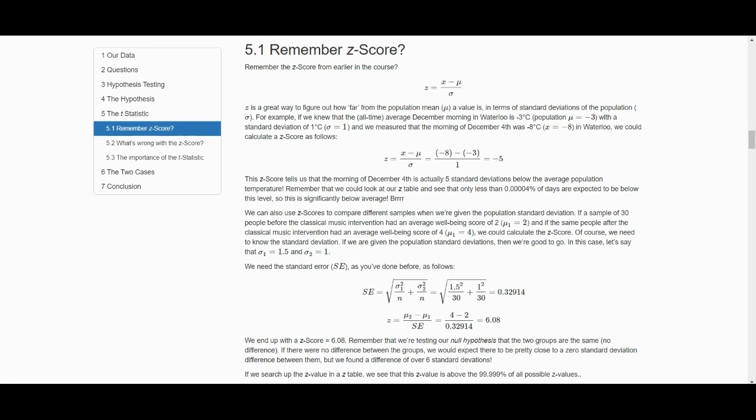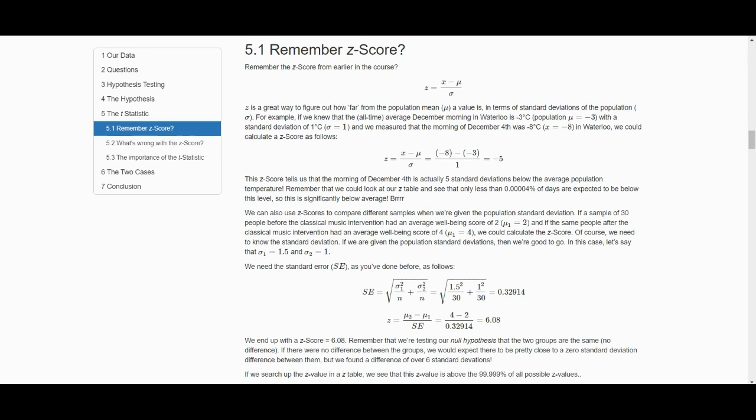In this case, let's say that we're given 1.5 for the pretest population standard deviation and 1 for the post-test. Well, we need to calculate our standard error. And again, ideally, this is something you've done before. So we do this as follows. And we achieve 0.32914.